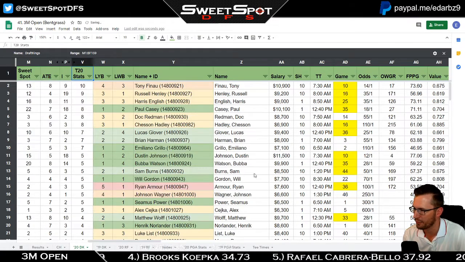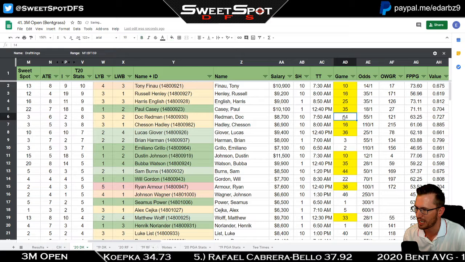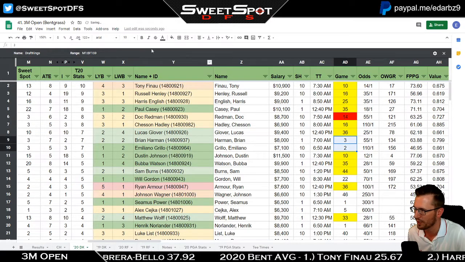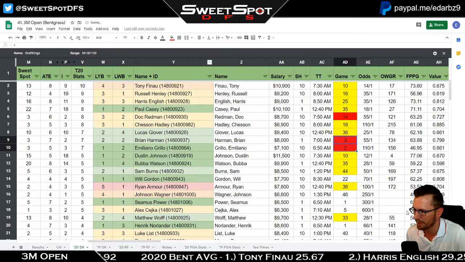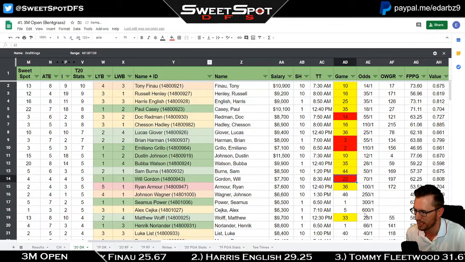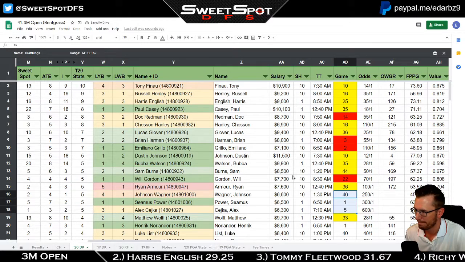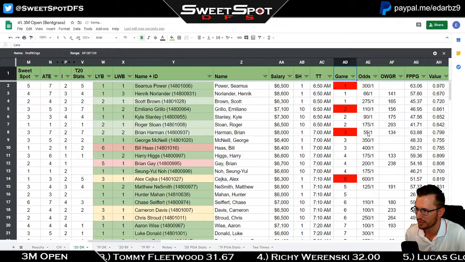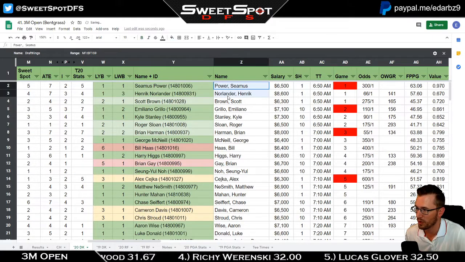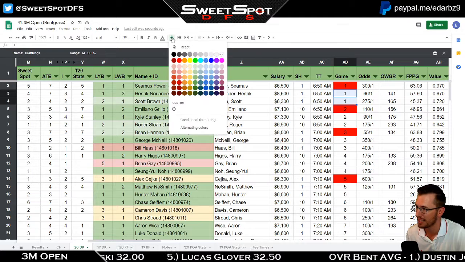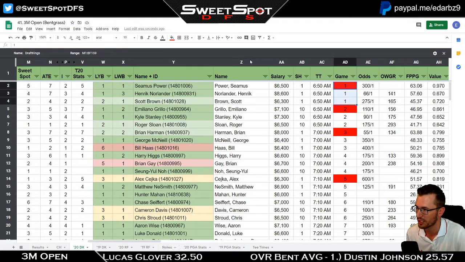I guess, and then if we want to look at like top stats, Doc Redman shows up. So I guess let me color these guys in red and see who their playing partners are. Will Gordon, like I said, he was a top guy for a lot of people. I do like Seamus Power. Like, that's actually a decent... So, Seamus Power going off first with Henrik Norlander and Scott Brown. It's not terrible. So, I'm actually going to change this to yellow.